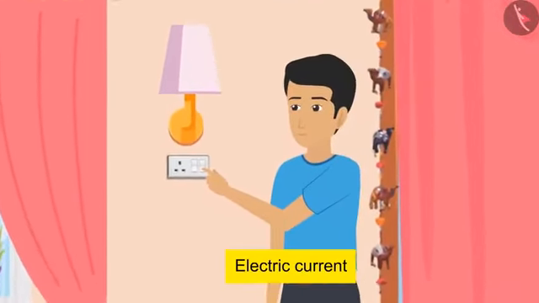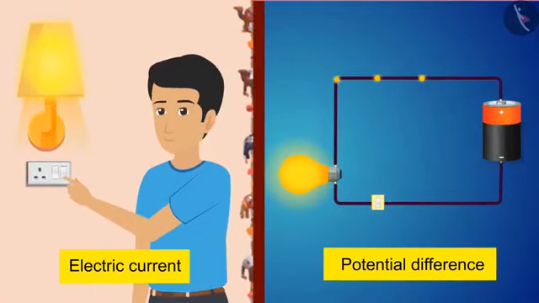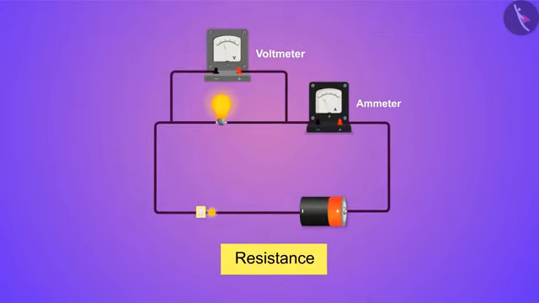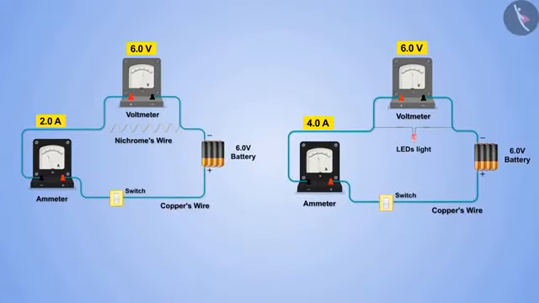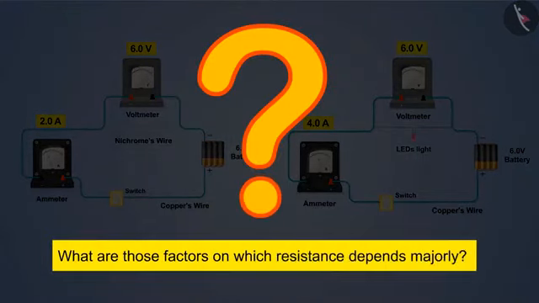With the help of Ohm's law, we have come to know a very beautiful relation between potential difference and electric current. We got to know about the ratio of these two quantities, which is known as resistance. We have also seen what effect resistance has on the circuit. Every object has its own resistance. But the question is, what are those factors on which resistance depends majorly?